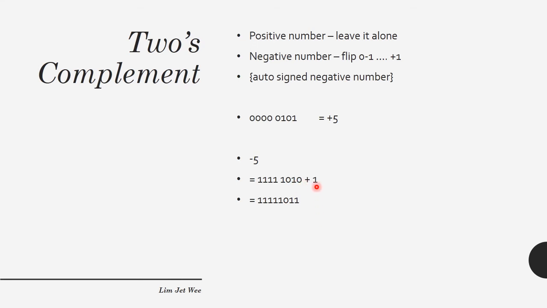So when I plus 1, I will get the two's complement, which is 1, 1, 1, 1, 1, 0, 1, 1. If I look at this number, it is already a negative number. How do I know it's a negative number? Because I look at the first bit. The first bit is a 1, which means it is a negative number in two's complement. If it's a positive number, the first bit is a 0. So that is why it is said to be an auto-signed negative number.